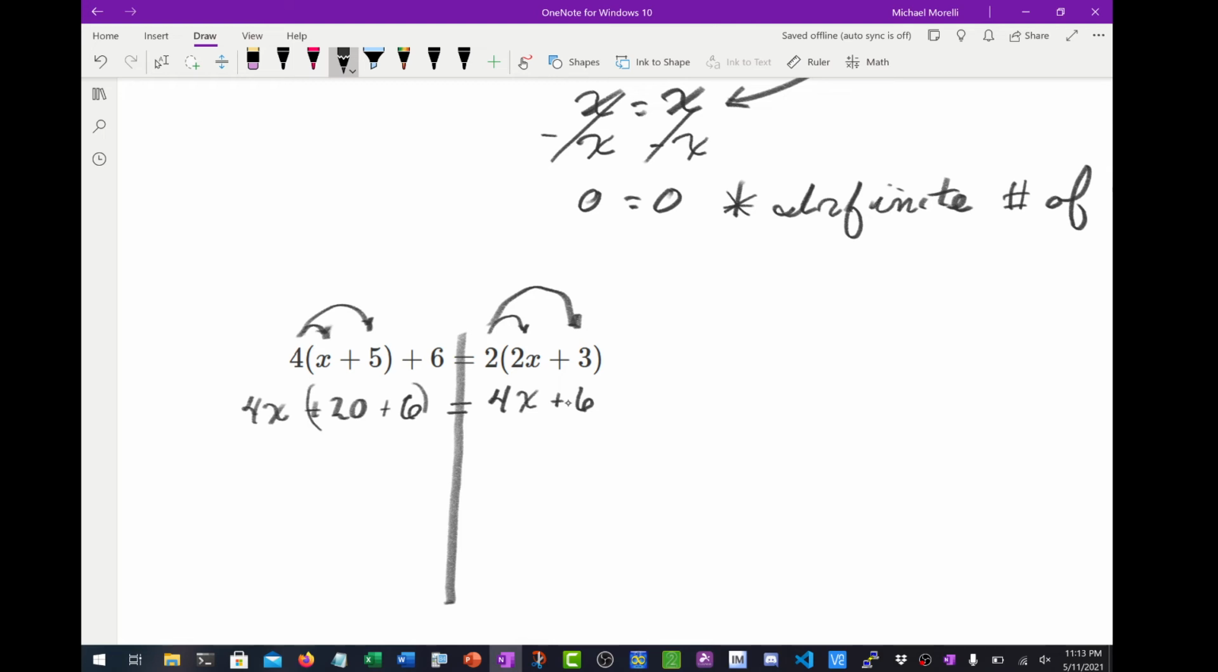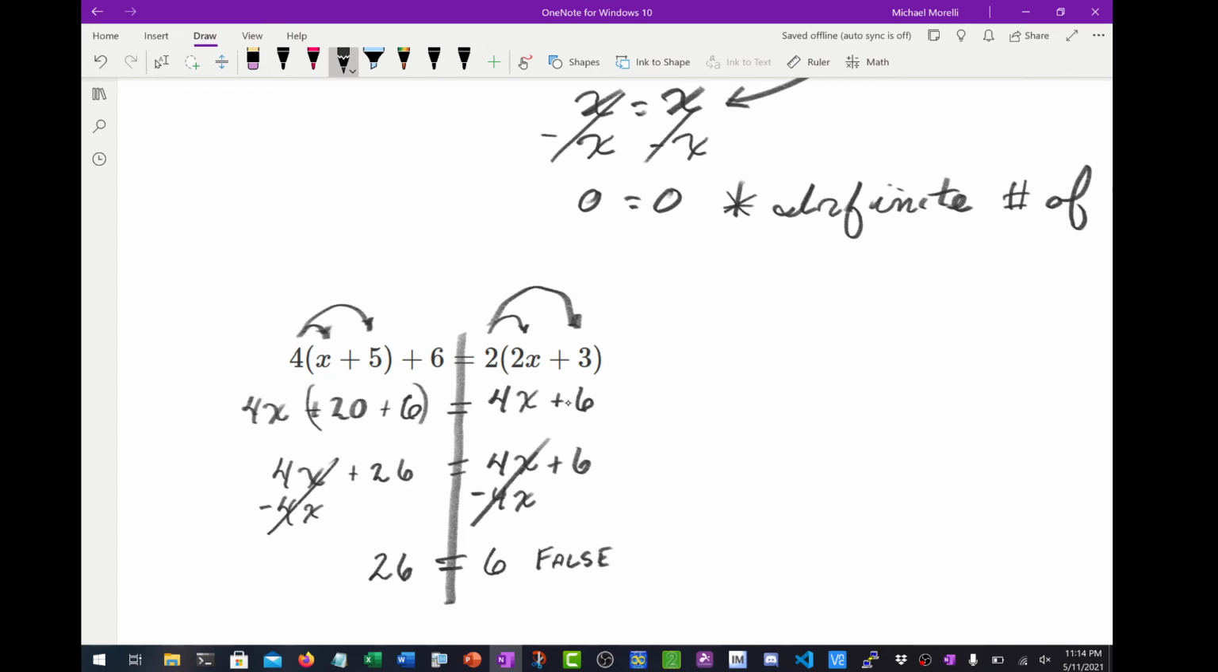Over here, I can combine these like terms. So I have 4x plus 26 equals 4x plus 6. We got a problem brewing here, but I'll show you. So now we're gonna subtract 4x from both sides, and you see that we've eliminated the x altogether, and so we have a question here. 26 equals 6. This is false.